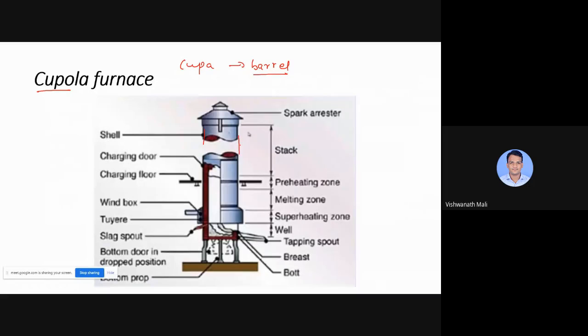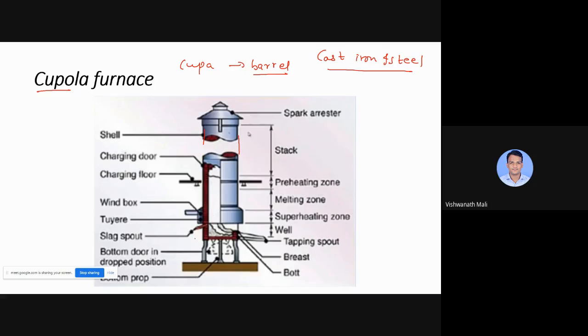It is similar to a blast furnace, and generally it is used to manufacture products of cast iron and steel. When the material is cast iron and steel, generally we go for the cupola furnace. Right. Now here you can see the arrangement of this cupola furnace.